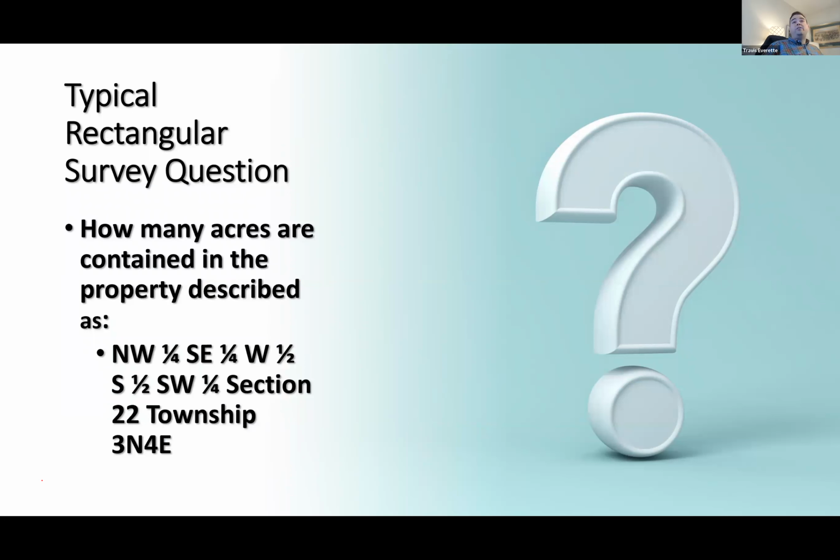So look at this question, because this is something you would have to deal with on the test. It says, how many acres are contained in the property described as the northwestern quarter of the southeastern quarter of the western half of the southern half of the southwestern quarter of section 22, township 3 north, 4 east. I want you to take just a second and do it on your own and see if you come up with the number of acres here. How many?